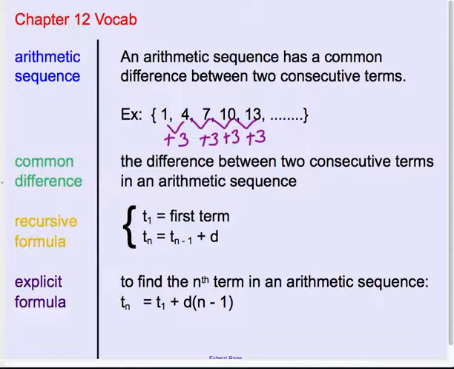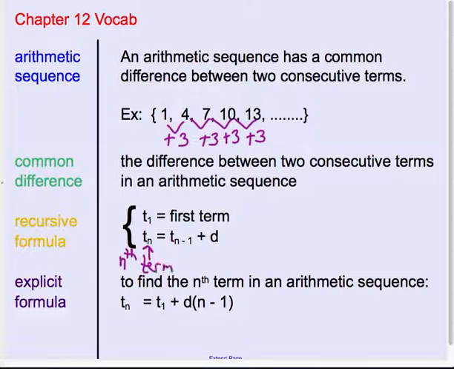There are two different formulas we can use with arithmetic sequences. The first one is what's called a recursive formula because you spiral back to the previous term in order to find the next term, which is exactly what we did in our example. We took the first term, added 3, and that gave us the second term. Take the second term, add 3, and that gives you the third term, and so on. So this notation here, t sub n, is the nth term.